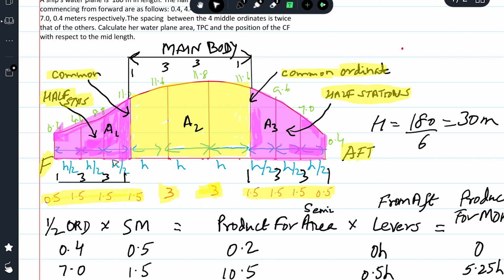And then we have 4, 5, 6. So there are actually 6 sections of complete common interval h. So 180 meters is my length. I have to divide this by 6 to get the value of h, which comes out to be 30 meters. So this part must be well understood because it's very important: what is the value of h?